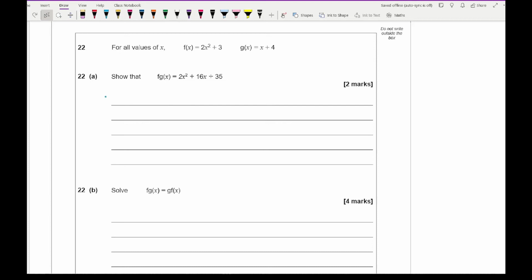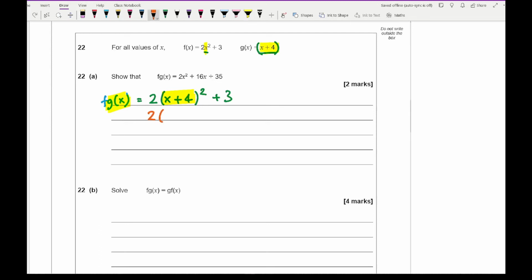Now for fg of x, what I want to do is substitute g of x into x in f of x. So here f of x is two lots of, now instead of writing x, I'm going to write all of this instead. So I'm going to write 2 times (x plus 4) squared plus 3. So again, all I've done is just replace that x with this and I get this. Next thing we then need to do is simplify.